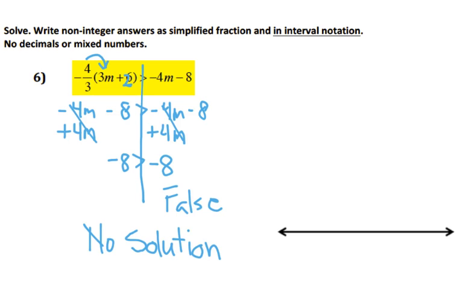Now, we do have to put that into interval notation. So in interval notation, we have the circle with the line through it. Now to graph it, well, we don't graph it because there's no solution. There's nothing to be graphed.